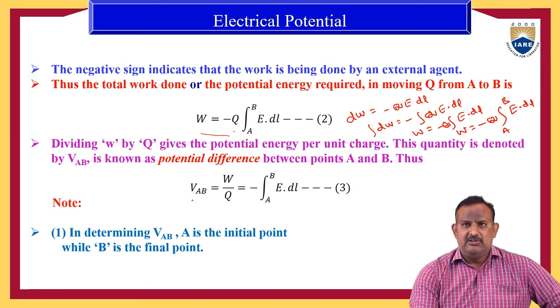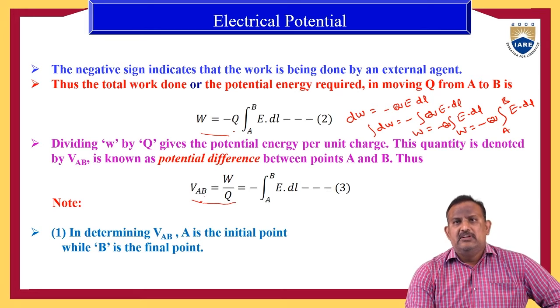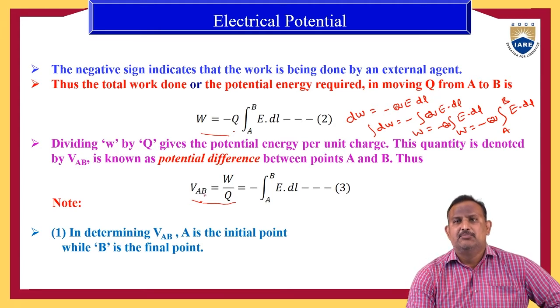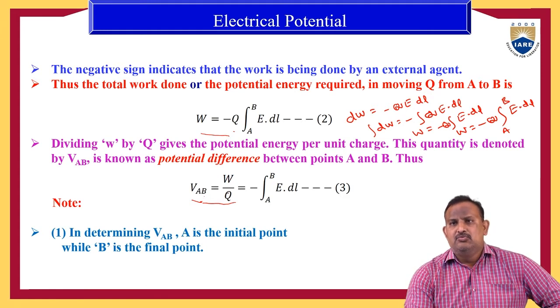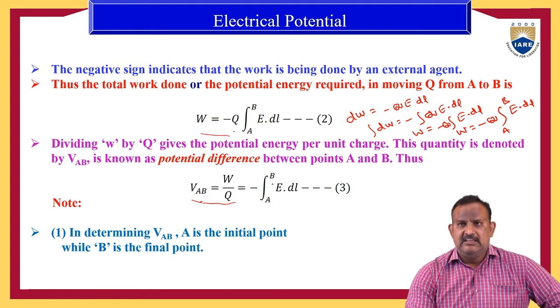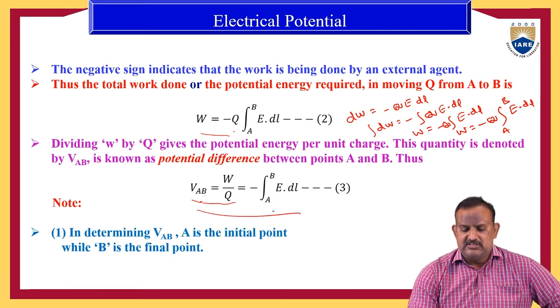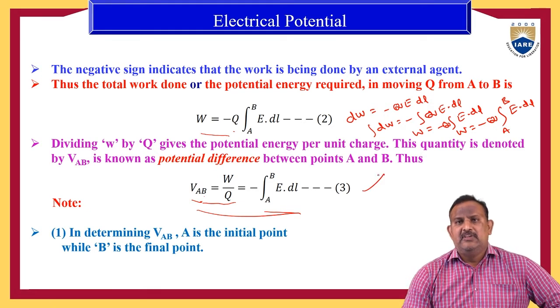Therefore, here I can define the potential energy per unit charge. It is VAB. VAB is the work done per unit charge. The work done per unit charge can be defined as potential difference. Therefore, VAB is equal to W by Q, which is equal to minus integral A to B E into dl. So this is the potential difference of a point in an electric field.